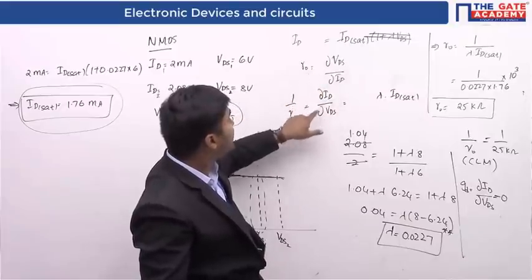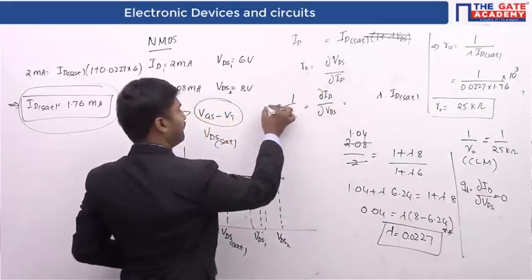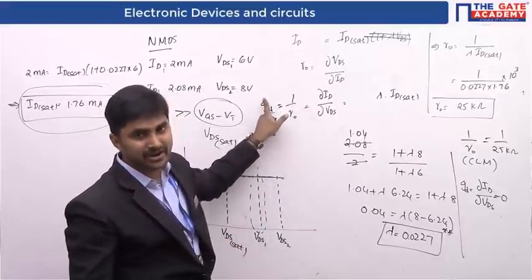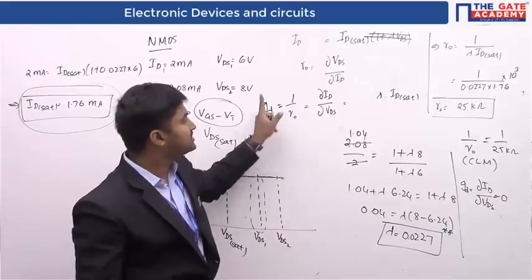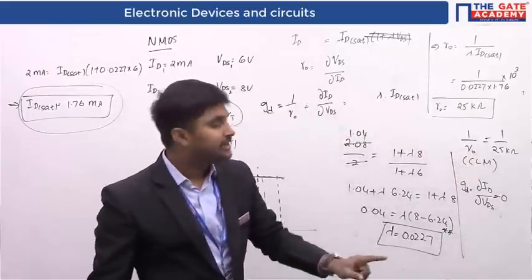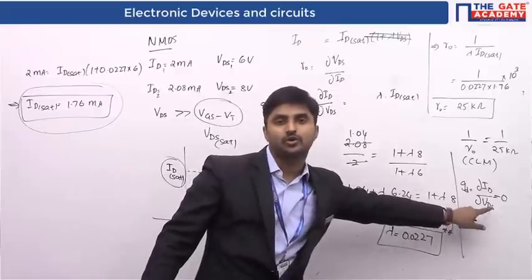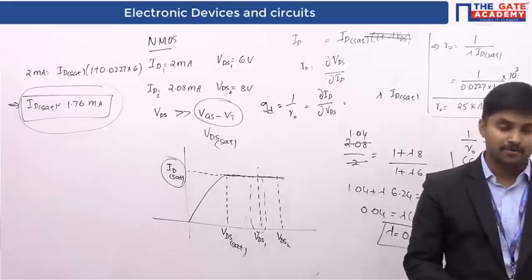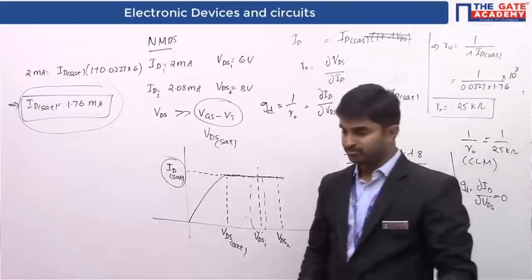dou ID by dou VDS, this is nothing but GD. So 1 by R naught is nothing but GD, the drain conductance. The drain conductance considering channel length modulation is this value. If you are not considering the channel length modulation, then the value is going to be equal to what? It's going to be equal to 0. So with this we complete this particular problem. You can please note it down.